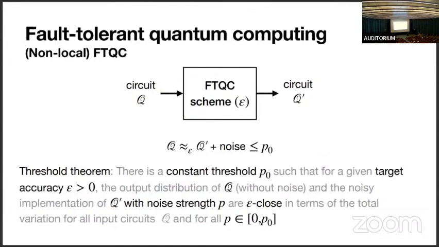One of the important theorems in fault-tolerant quantum computing is the threshold theorem, which is the following. Given any quantum circuit Q, you want to construct a fault-tolerant quantum circuit Q prime in the sense that, given any target accuracy epsilon, your output circuit Q prime with noise with a strength below a threshold should be epsilon close to your input circuit in terms of the total variation of the output string.